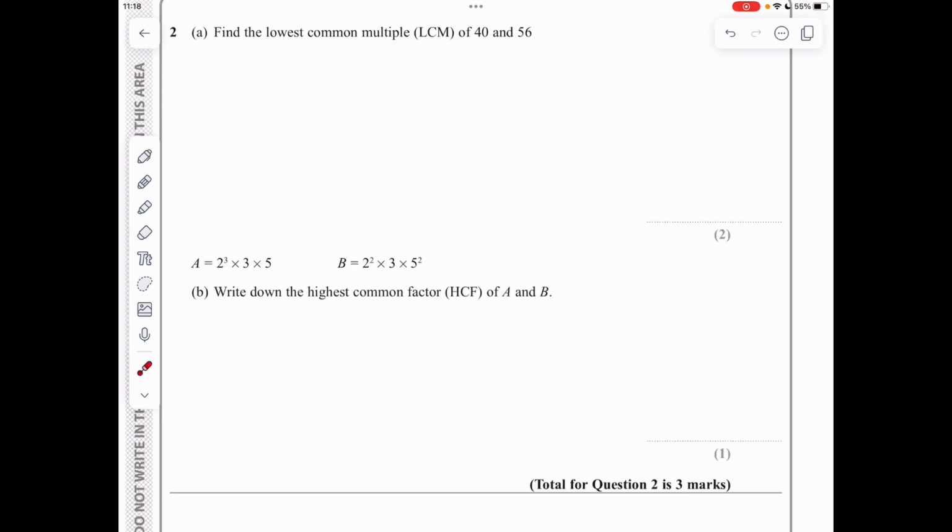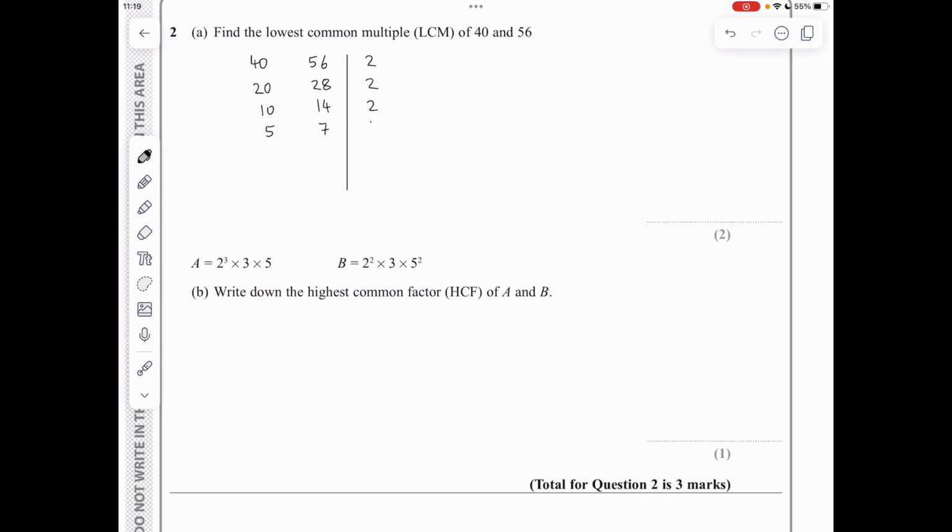In 2a, we need to find the lowest common multiple of 40 and 56. So I would like to draw a table here. We've got the 40 and the 56, and I will be dividing by prime numbers until I hit 1, 1. So I divide by 2. 40 divided by 2 is 20, and 56 divided by 2 is 28. I will divide again by 2, leaving me with 10 and 14. Then again by 2, leaving me with 5 and 7.